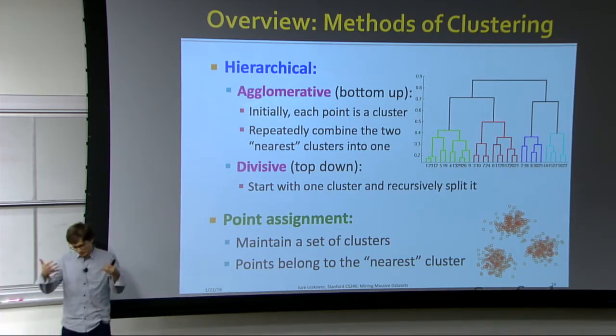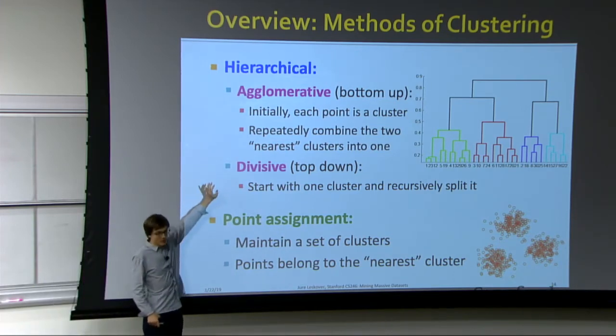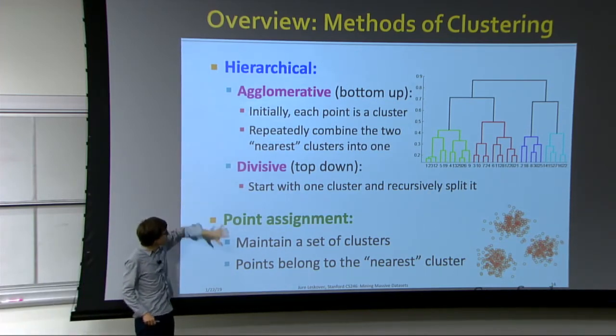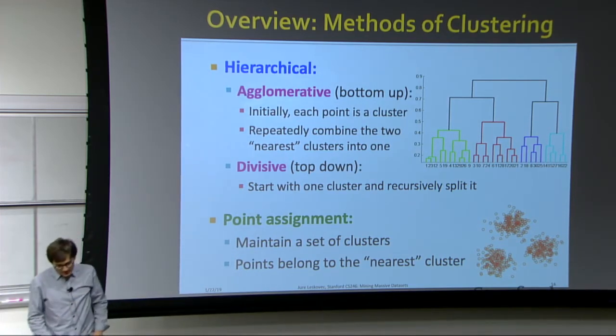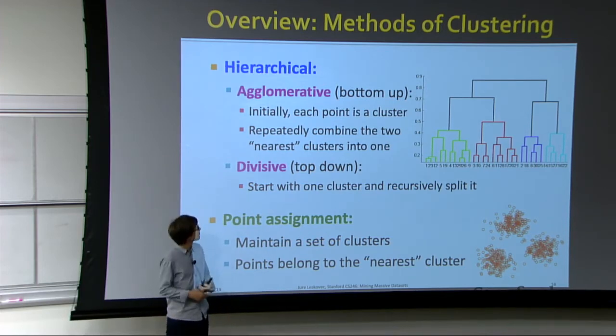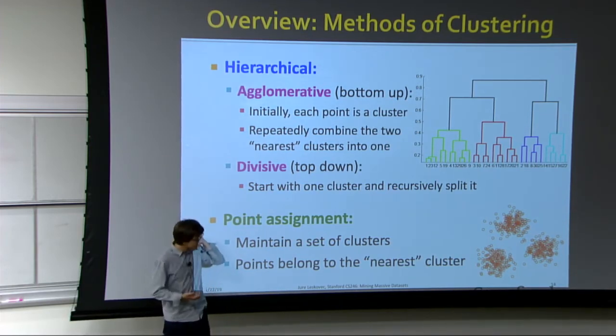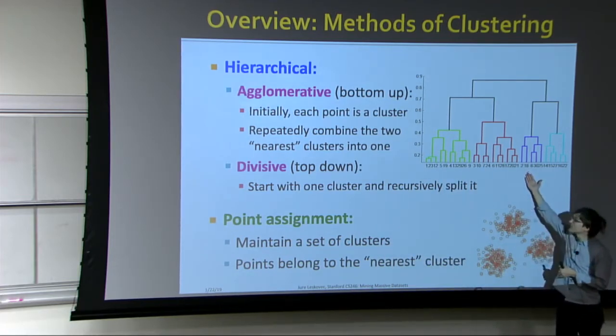We are going to talk about two different types of clustering methods. First, I'll quickly talk about what is called hierarchical clustering, and then we will talk about point assignment methods. Hierarchical clustering, there are two ways. One is bottom up, and the other one is top down. And in both cases, essentially, the output will be what is called a dendrogram, right?